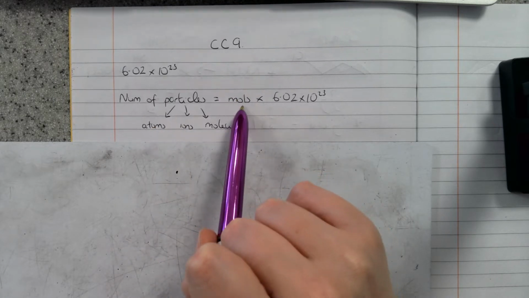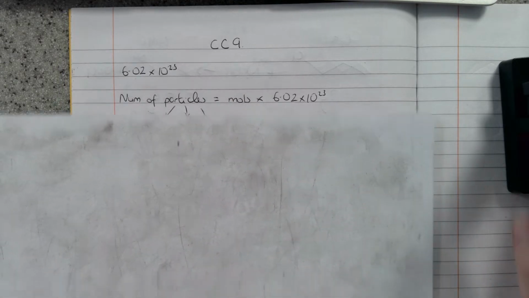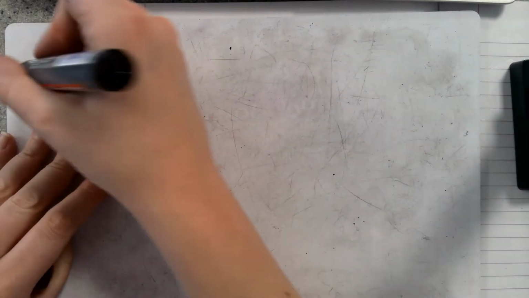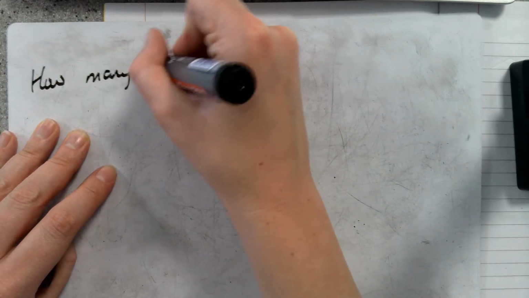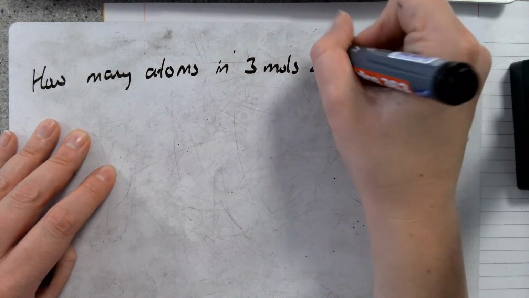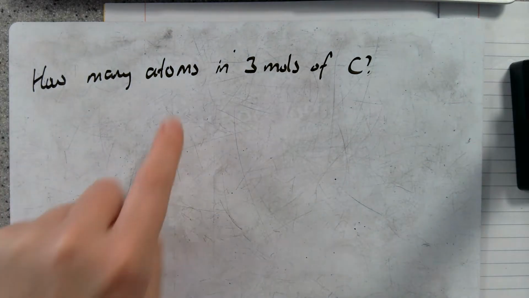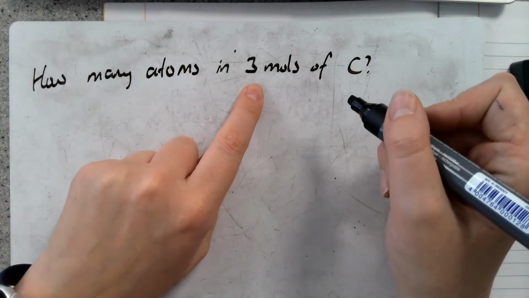They'll tell you the number of moles. You take the number of moles and you multiply it by Avogadro's constant. So we will look at one or two examples. All right, they could say, how many atoms in 3 moles of carbon. Okay, so I'm using the word atoms because carbon is made of atoms.